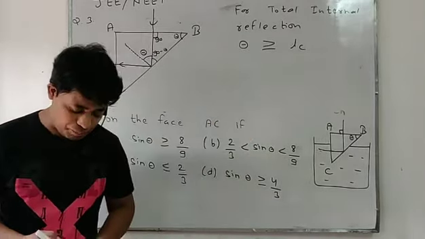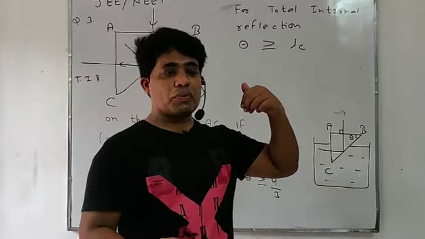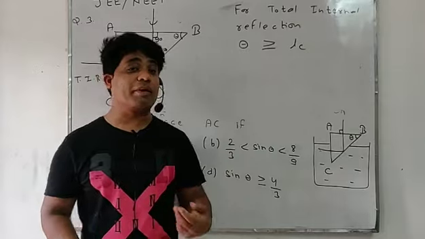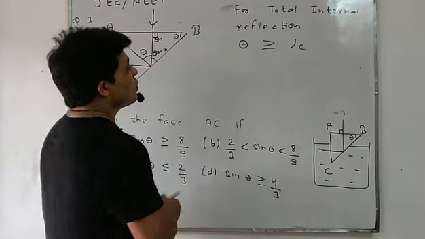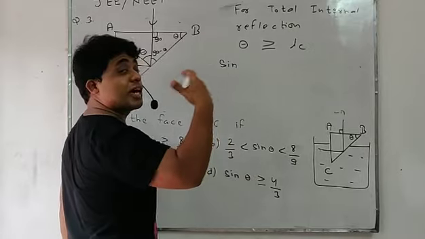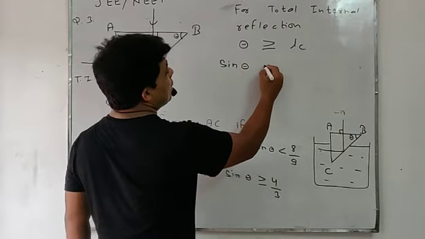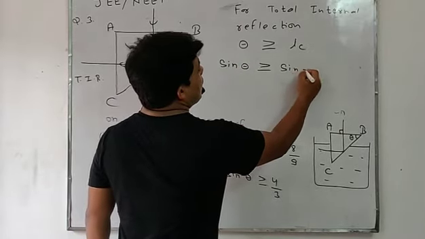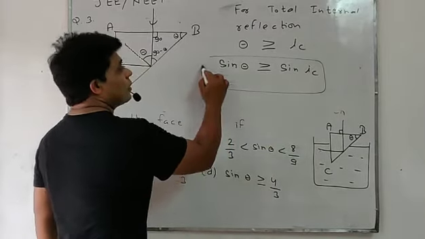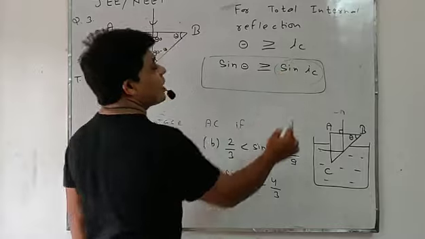What is the critical angle IC? It is that angle in the denser medium for which the angle of refraction in the rare medium is 90. Taking sine on both sides, sine theta becomes sine IC. Now students, for getting this sine theta, we require sine IC.